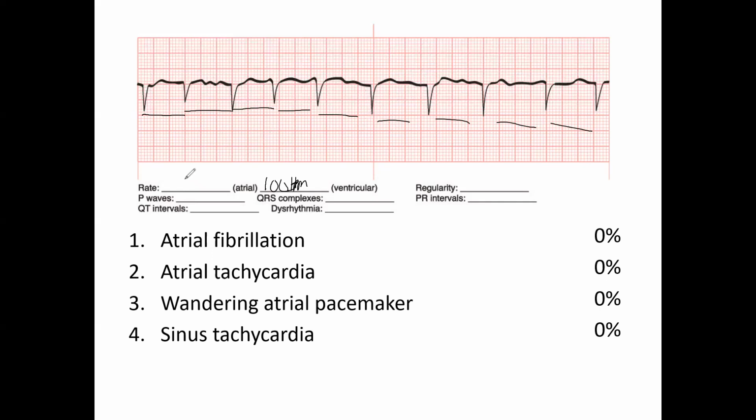The atrial rate with this particular rhythm, we can't really discern any P waves. So atrial rate, not necessarily applicable. Looking at our P waves or how they're shaped, not applicable.